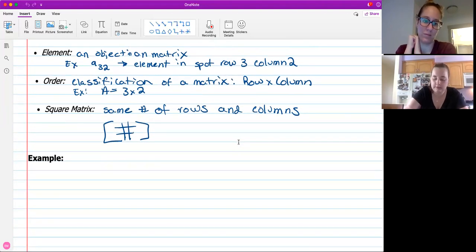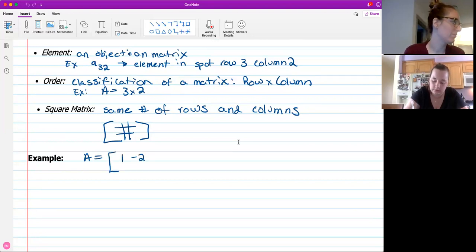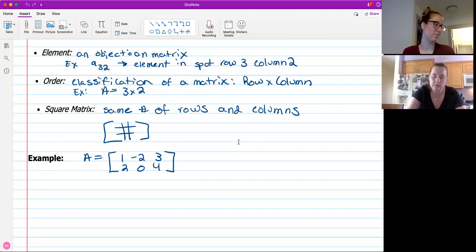Now we have an example. So let's do this. Sorry. Typing matrices on the computer is super complicated, and I was too lazy to figure out how to do it, so we're writing it out. Or not too lazy, but didn't want to.